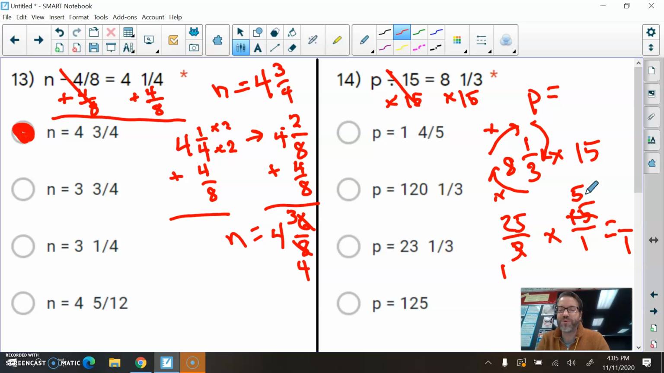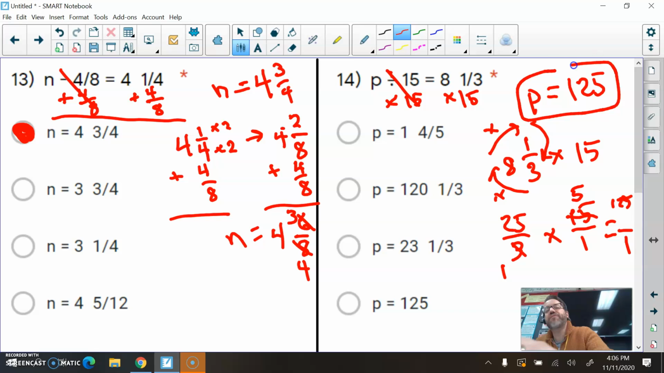That's like counting quarters. If you had 5 quarters in your pocket, 25, 50, 75, 100, 125, we get 125 over 1, which is just 125. P equals 125. And guess what? That's one of our answer choices. So I'll mark it. P equals 125.